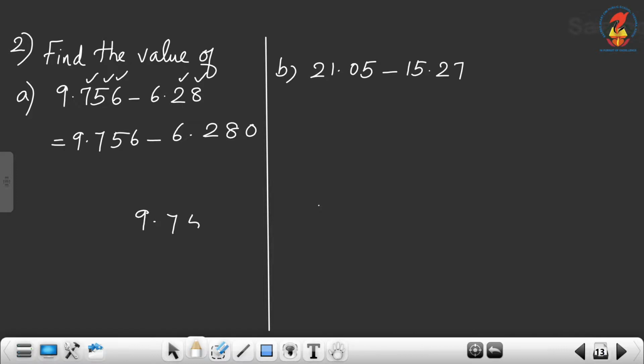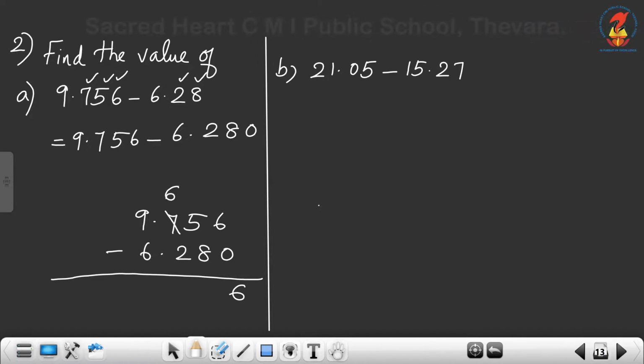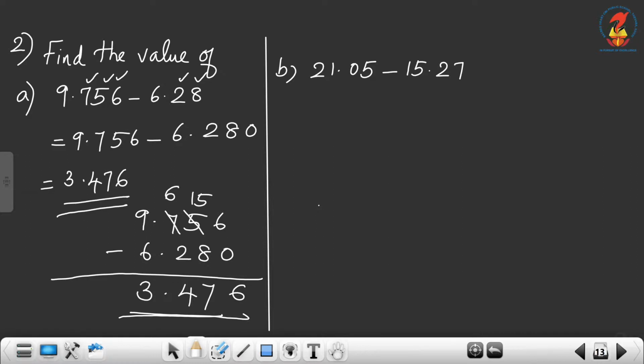Now 9.756 minus 6.280. 6 minus 0, 6. 5 minus 8 is not possible, so we have to borrow from 7. So 5 will become 15. Then 15 minus 8, 7. 6 minus 2, 4. 9 minus 6, 3. So the answer is 3.476.